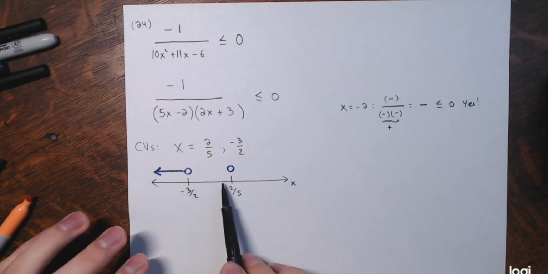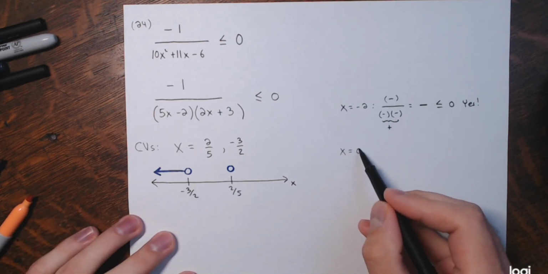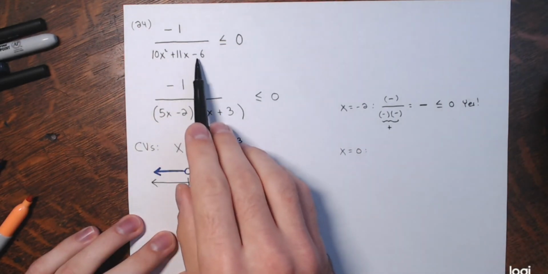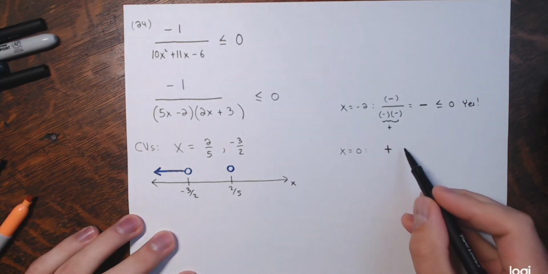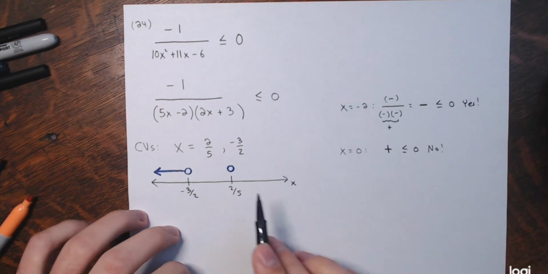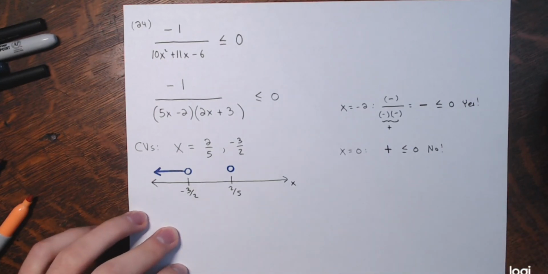Between negative 3/2 and positive 2/5, how about 0? That's an easy one. Now if x were 0, you'd have a negative numerator, negative denominator, you'd have a positive number on the left. And would that be less than or equal to 0? No. So this interval has no solutions to this inequality.